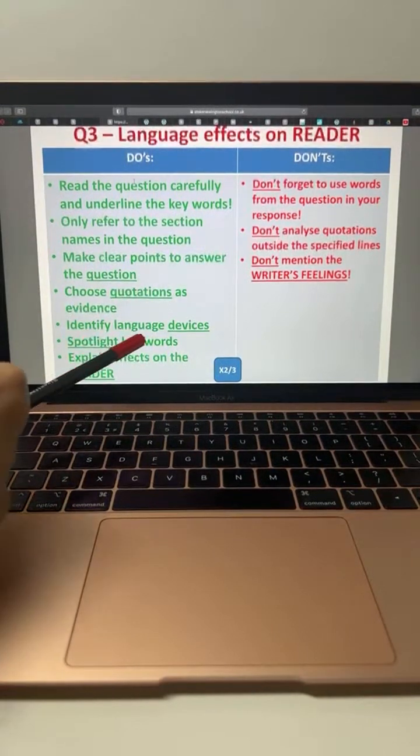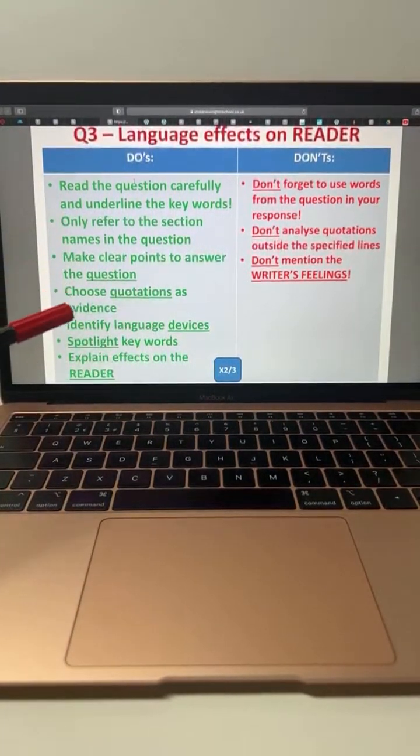When you identify language devices, make sure you identify them correctly. Spotlight keywords, okay? So you want to look at these keywords, zoom into them, and look at the connotations of those. Explain the effects on the reader. So, what kind of effect does it create on the reader? Don't just say, oh, it makes them continue to read on, whatever, because that's not really in-depth detail.